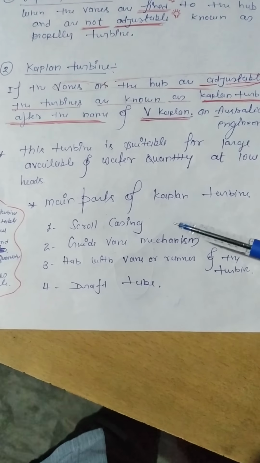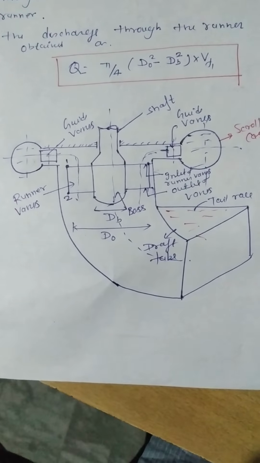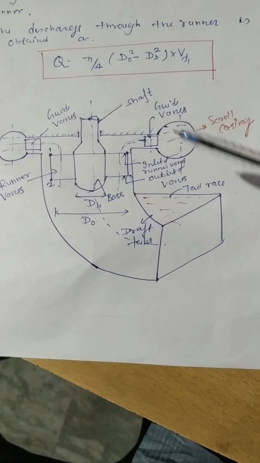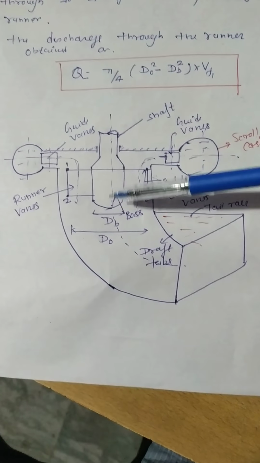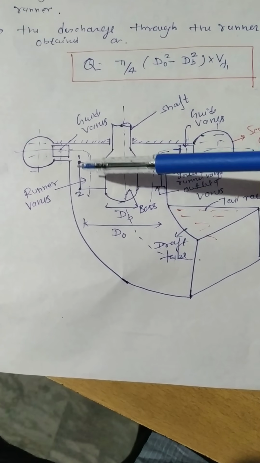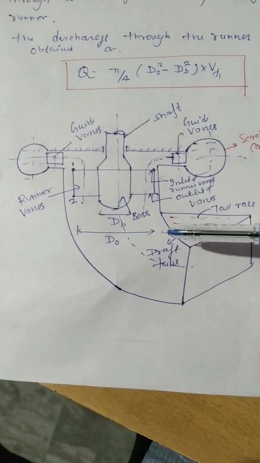So let's come, as we have seen the parts of the turbine here, to another part. Yeah, that is a very important part. So if we are having a figure, that is a very important figure of the Kaplan turbine. Okay, so we are having a shaft, right? And the water is flowing in this direction. Water is coming in this direction, and this is a draft tube.